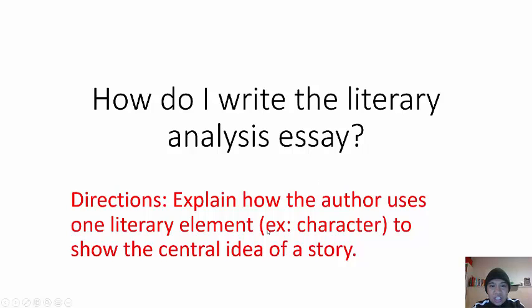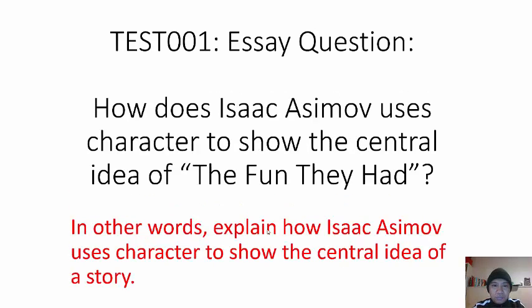These are directions. How does the author use one literary element, such as character, to show the central idea of a story? Bang. So we read the story called The Fun They Had. Read it online. If you don't want to read it, watch my YouTube video on it. So basically the essay turns into how does Isaac Asimov use character to show the central idea of The Fun They Had. Okay?